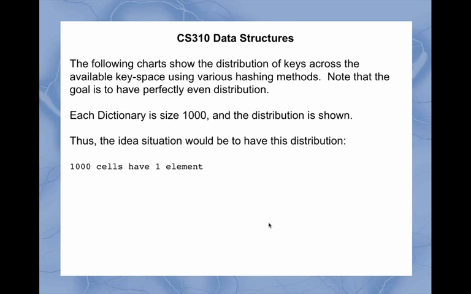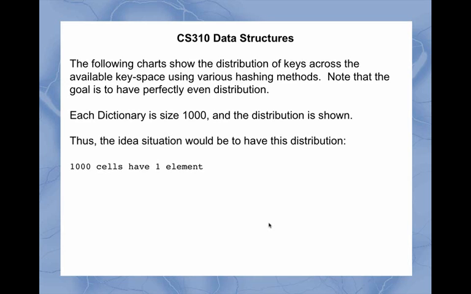So I have a few charts here to show you distribution of keys across the key space using various hashing methods. So the goal, of course, is to have more or less even distribution of the keys across the entire index space. So for these examples, each dictionary is size 1000, and then we look to see how many collisions we actually have. So the ideal situation here would be to have 1,000 cells in our table, and each cell has precisely 1 element, or no collisions, and a perfect even distribution.